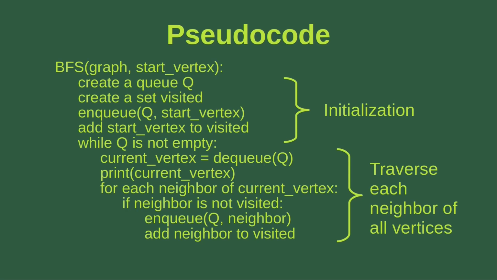And then we need to traverse each of the neighbors of all the vertices. So we have to do something like this. While the queue is not empty, we need to dequeue it and make the dequeued vertex become the current vertex, and we print out the current vertex to show the order of our traversal. And for each neighbor of the current vertex that we got by dequeuing, we have to check all of its neighbors. If there is a neighbor that is not visited by us, we have to enqueue it to the queue, and then we add the neighbor to the visited set. We have to do the process until the queue becomes empty.